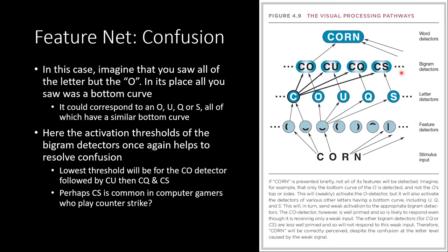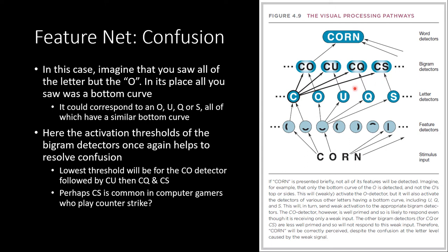But now remember in the last network when we were talking about well-formedness, not all bigram detectors have the same activation thresholds. The ones we see more commonly will have lower activation thresholds than the ones that are uncommon. So in this case, CO is the most common letter pairing you're going to see out of these potential ones. COs are more common in words than CUs, which are more common than CQs, which rarely happen, and are also more common than CS.